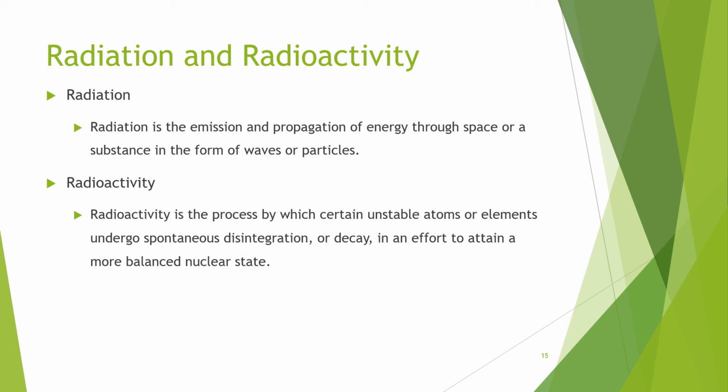Radioactivity is the process by which certain unstable atoms or elements undergo spontaneous disintegration or decay in an effort to attain a more balanced nuclear state. So, what happens is when we are shooting those photons at atoms and they lose electrons, if they lose too many electrons, then they're very unbalanced. They're way too positive. And in trying to find other electrons, the whole atom will actually just fall apart because it's lost a lot of its binding energy.